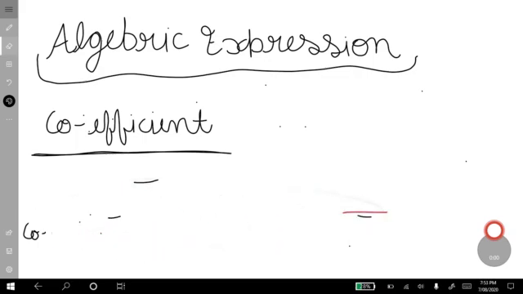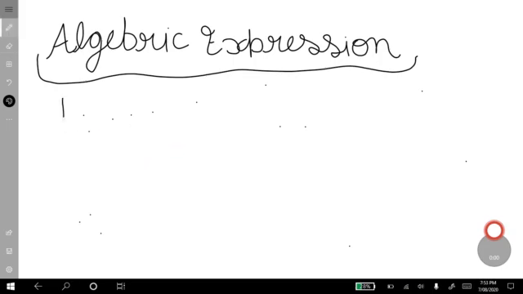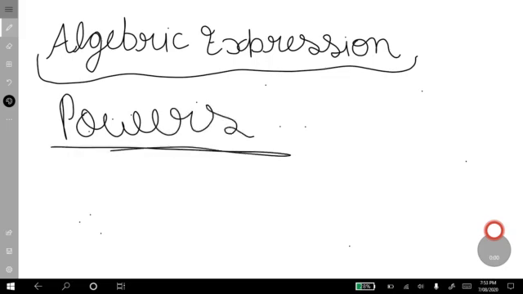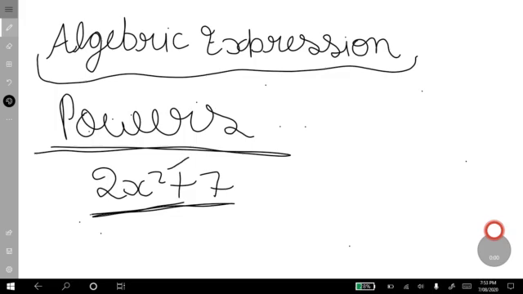A coefficient can be in numbers, not in alphabets. They are only numbers. Now let's go to powers. Everyone knows powers. A power is the number on top of the variable. For example, 2x squared plus 7. This is also an expression, and this is the power.